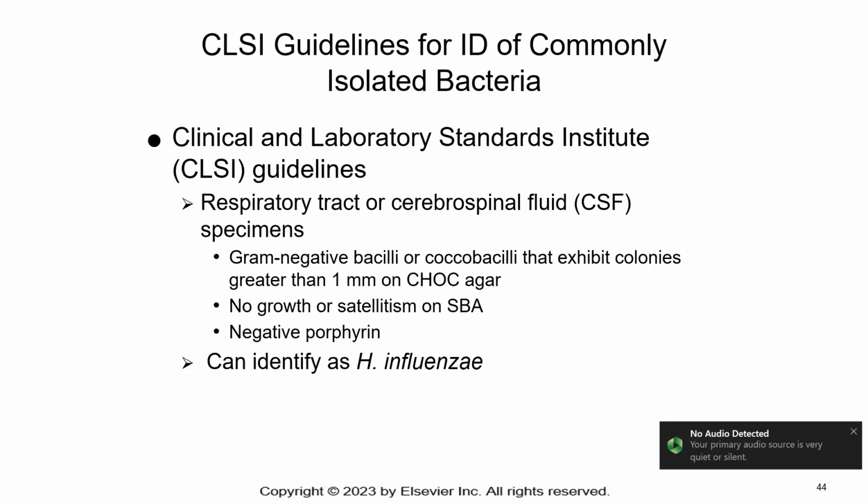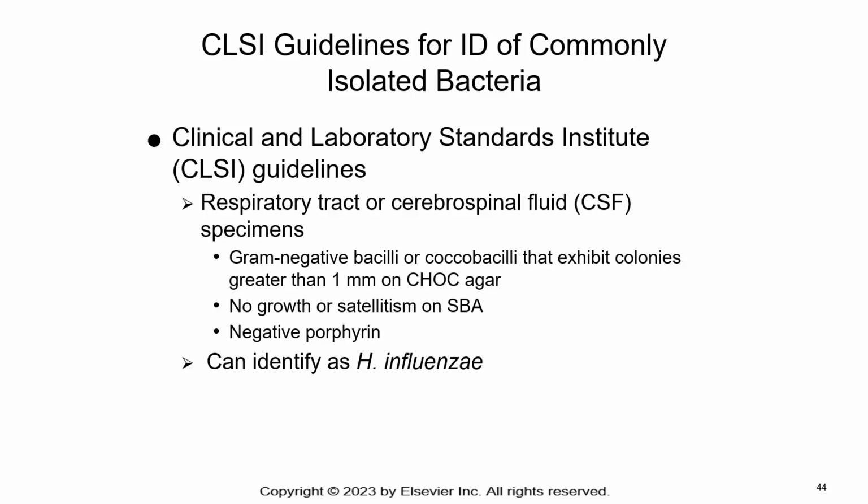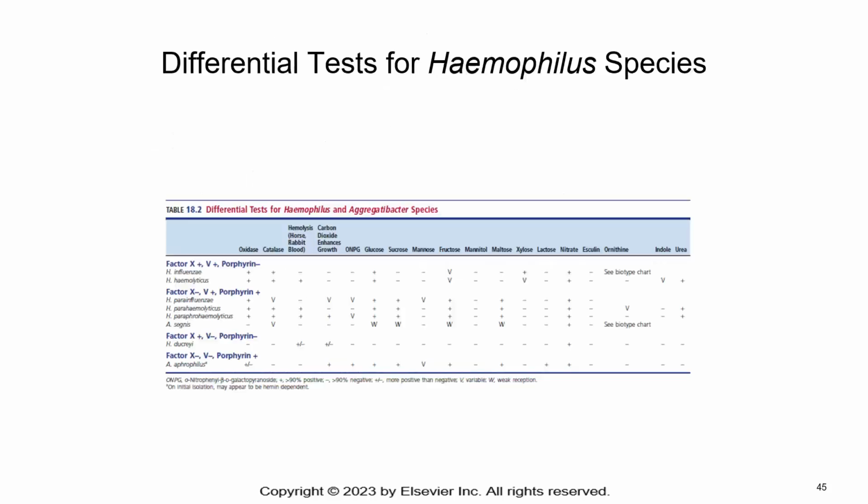So CLSI guidelines: respiratory tract or cerebrospinal fluid specimens, gram-negative bacilli or coccobacilli that exhibit colonies greater than 1 millimeter on chocolate agar, no growth or satellitism on SBA, and negative porphyrin, then you can identify it as H. influenzae. And here's a table with various results that help differentiate the Haemophilus species.